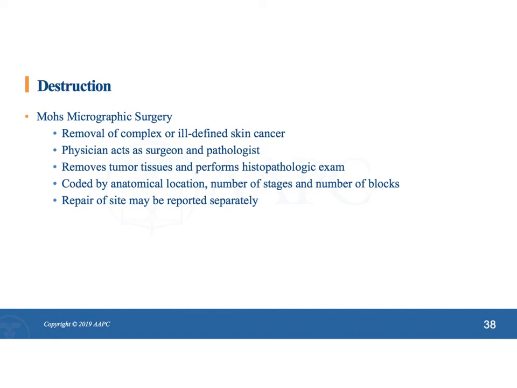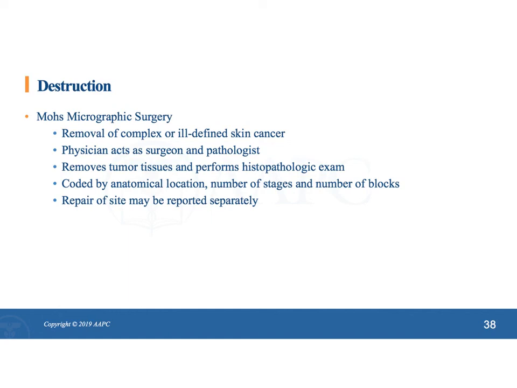Now, the 17315, if you have any blocks in any of the stages beyond 5, you would code the 17315 for each additional block beyond the 5 of any of the stages.